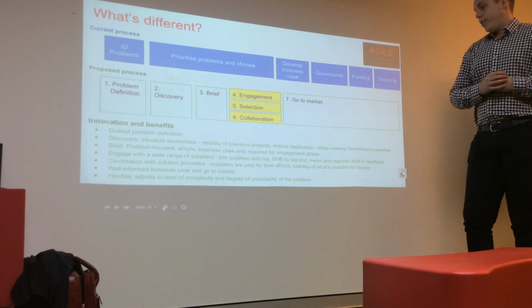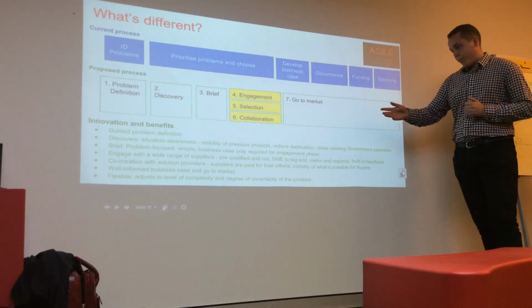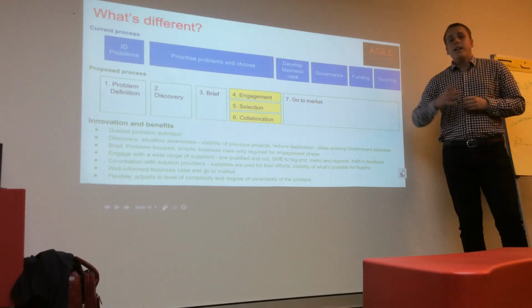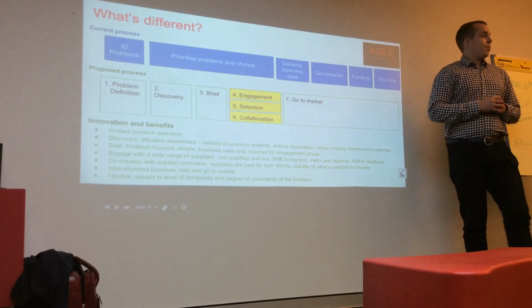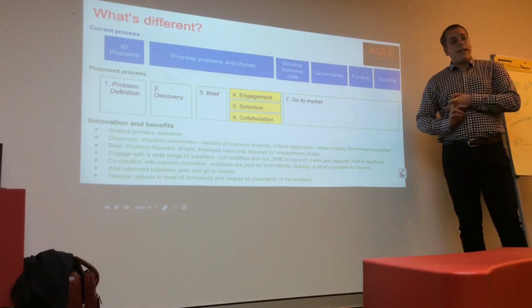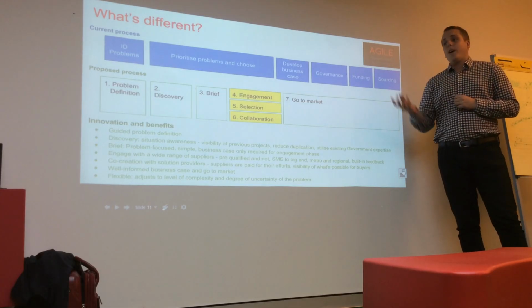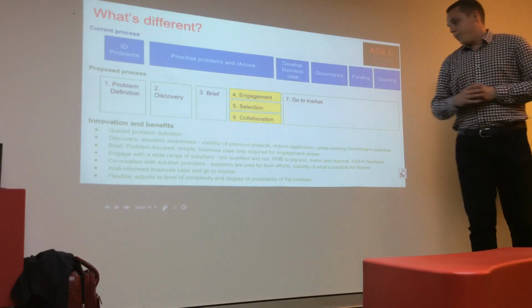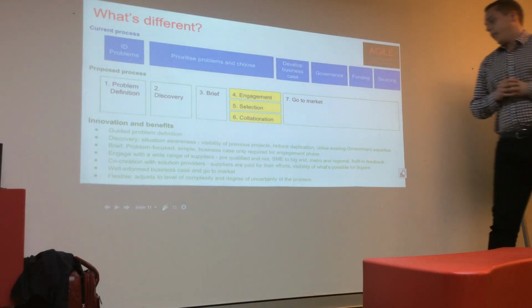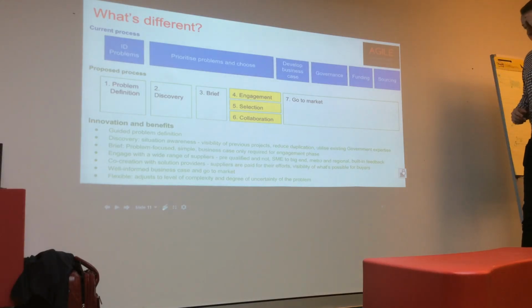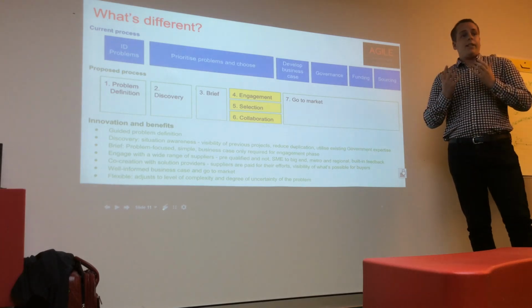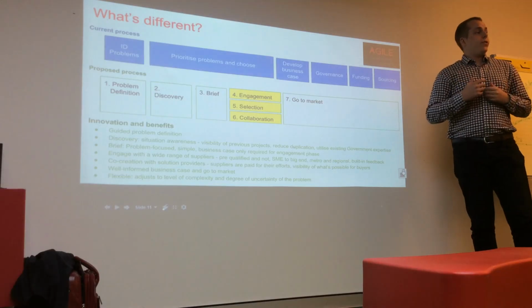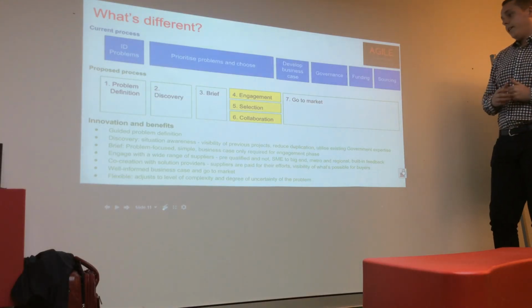So discovery and situation awareness: visibility of previous projects, reduce duplication, utilize existing government expertise. This would lie in the value of the data set that's sitting behind this platform. So the matching, again, is linking of capabilities with needs, with profiles being filled out for vendors and agencies in terms of what they're looking for and what they can offer. The brief: problem focused, simple, business case only required for the engagement phase. Again, making the user interface very easy to use and clean so that each one is consistent. That data can then be captured and reused in terms of being added to the data set.